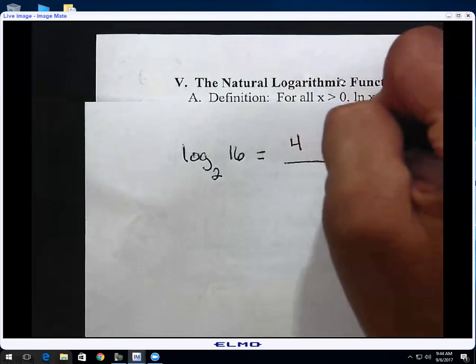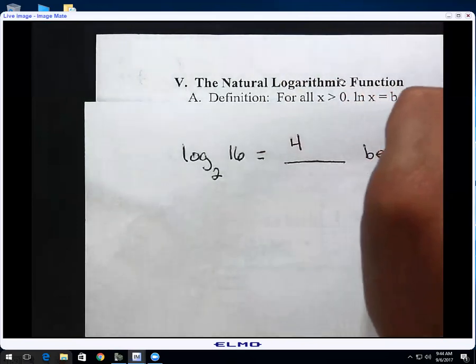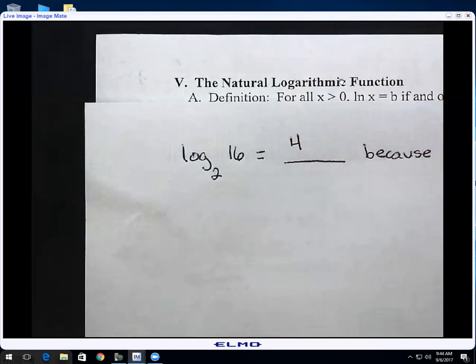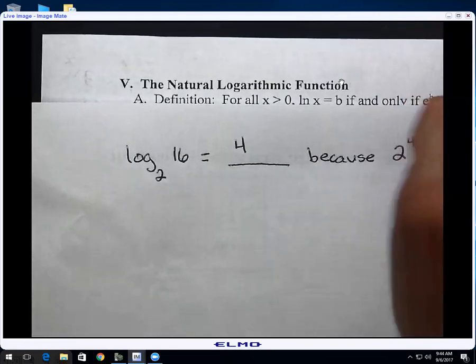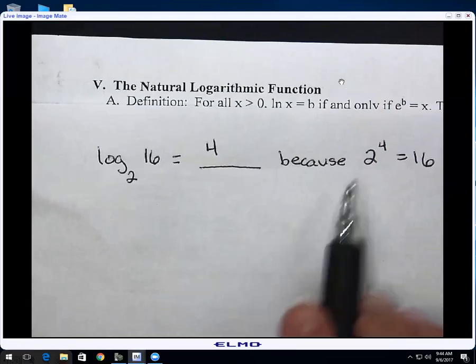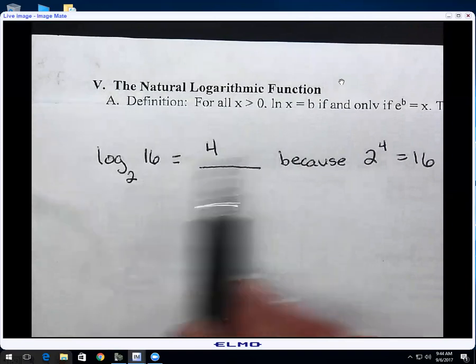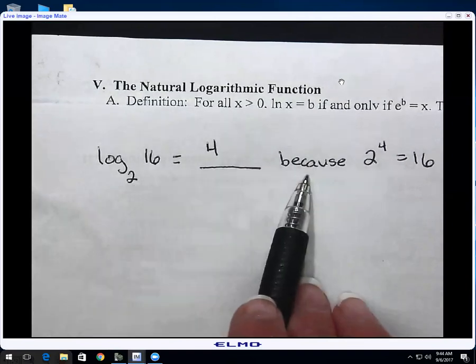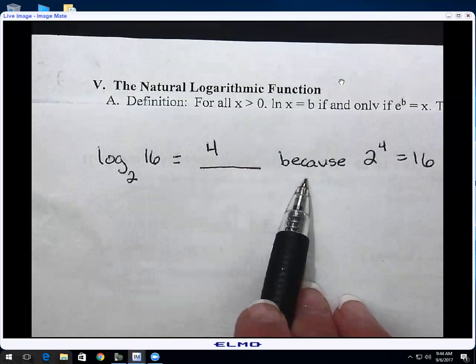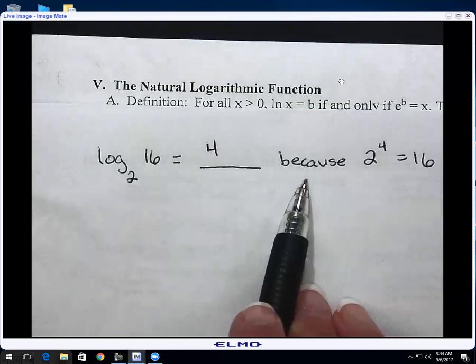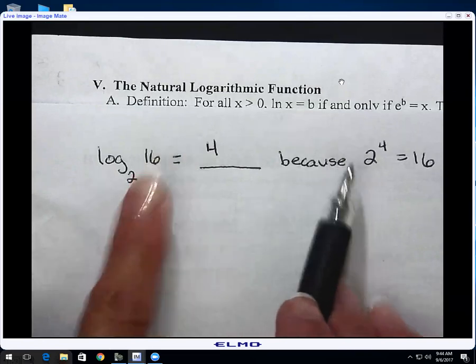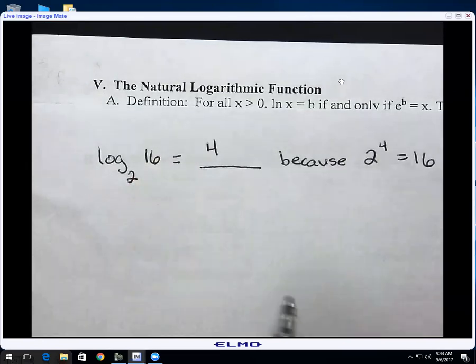You can check that by raising 2 to the 4th power and make sure it gives you 16. This is exponential form. This is logarithmic form. Exponential form and logarithmic form are just two ways of writing the same thing. Just like most fractions can be written as decimals, or decimals can be written as fractions, and you're not frightened of that. They're just two different ways of writing the same thing. The same applies to exponential and logarithmic form.